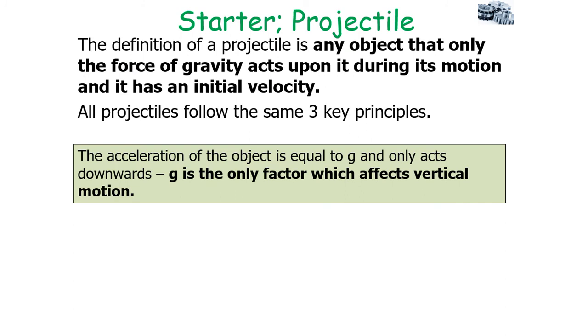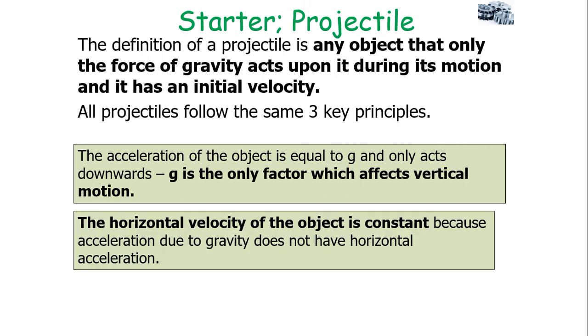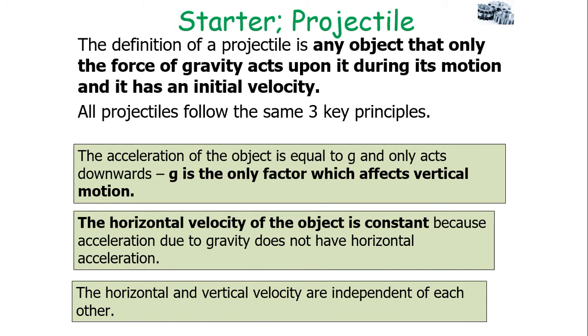So the definition of a projectile is any object that only has the force of gravity acting upon it during its motion, and it has an initial velocity. Now, all projectiles follow the same three key principles. The acceleration of the object is equal to gravity, g, and only acts downwards. G is the only factor that affects vertical motion. The horizontal velocity of an object is constant because gravity does not have a horizontal component. It only works vertically downwards. So the horizontal and the vertical velocities are independent of each other. The horizontal velocity of a projectile doesn't affect the vertical velocity of the same projectile.